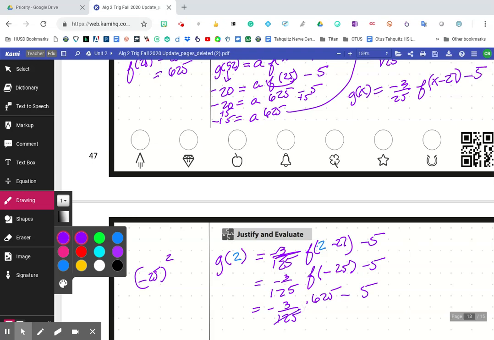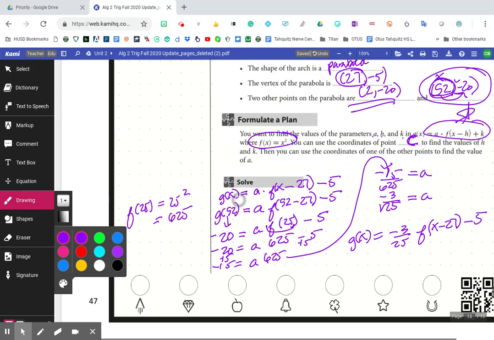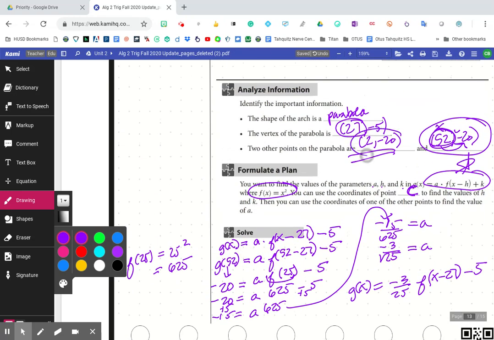I know 125 goes into 625 5 times. Negative 3 times 5 is negative 15. Minus 5 is negative 20. And what do you know? Wasn't that what our original point was up here? 2 negative 20. So it ended up checking out.